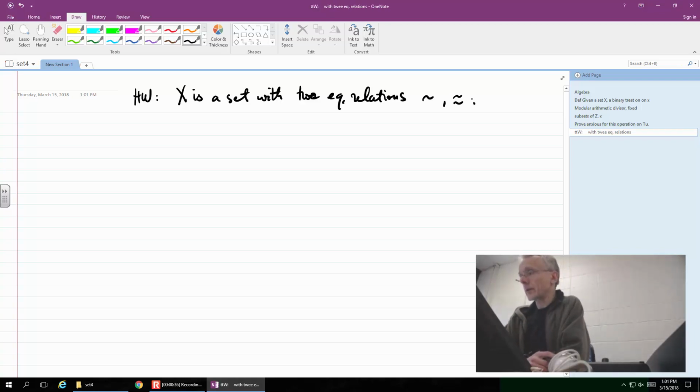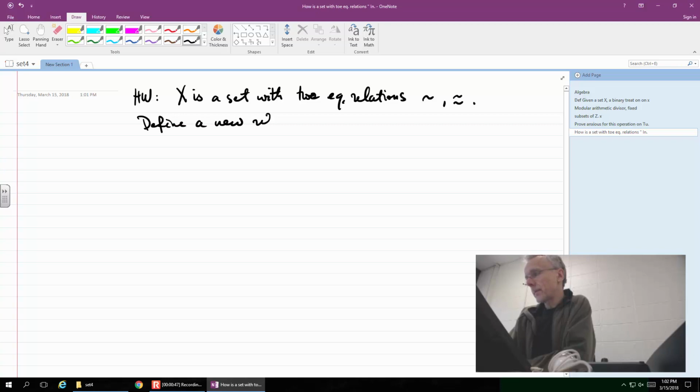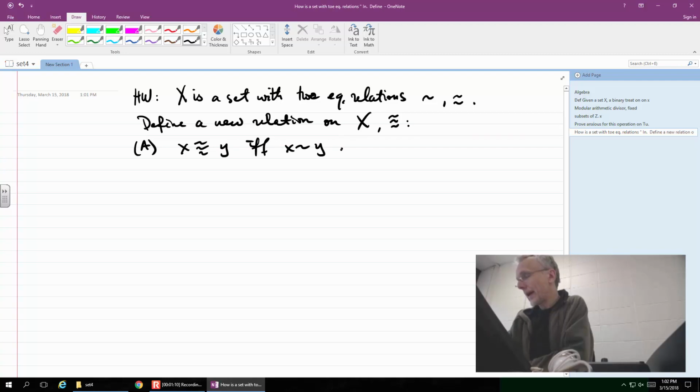With two different notations, so that one wiggle or double wiggle. Okay, so then we define a new relation in two ways. Triple wiggle. Okay, so there are two versions. X is equivalent to Y if X is equivalent to Y the first way, and X is equivalent to Y the second way.